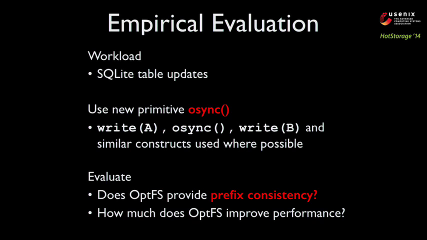The workload here was we're just doing some SQLite table updates. And we're going to use OSync where it's appropriate. So instead of fsync, we're not going to force things to the drive. We're going to use OSync just to order things. And we're going to evaluate two things. Does OptiFS provide the kind of consistency we thought it does? And then how much does it improve performance? So how are we going to do that?